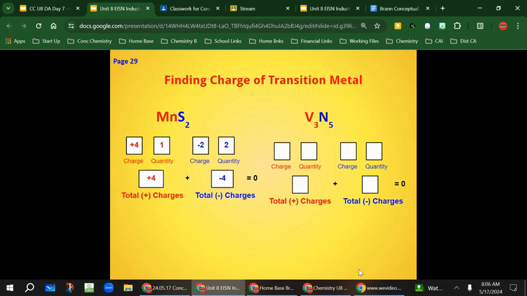Remember, while we can't know the charge of some metals, we always know the charge of the nonmetals. Always. Those don't change their charge.